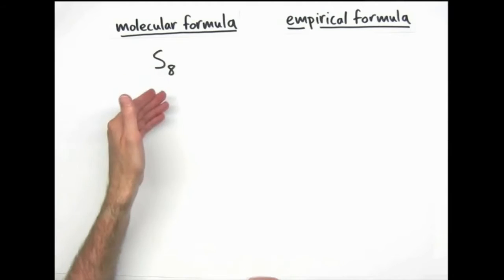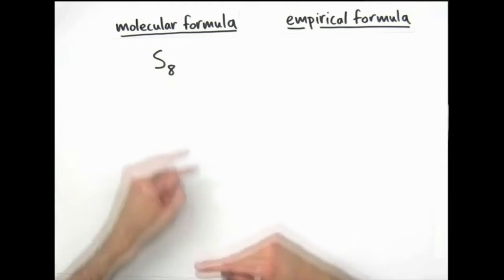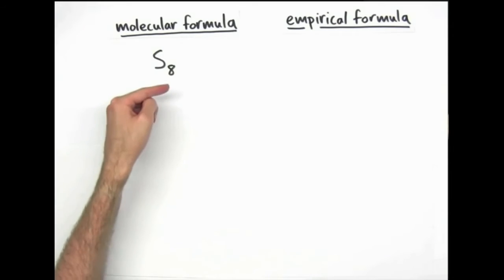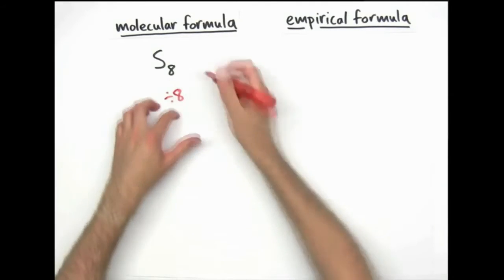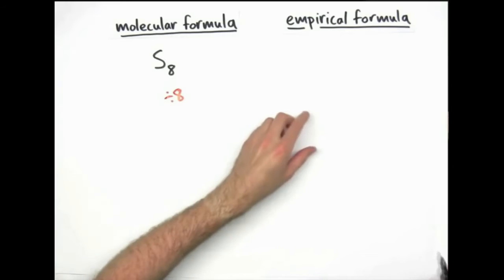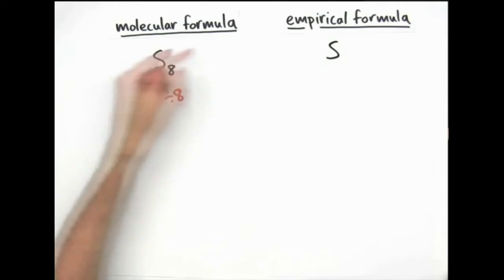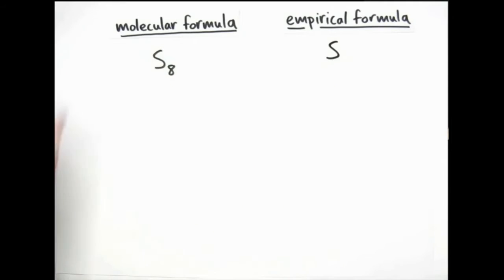S8. In this formula, we just have one type of element, sulfur, but we still go through the same process to write the empirical formula, okay? Can we divide this number by something that will reduce it even more? Yeah, 8 is divisible by 8. So our empirical formula is just going to be S, 8 divided by 8, which is 1. So the empirical formula for S8 is just going to be S, okay?